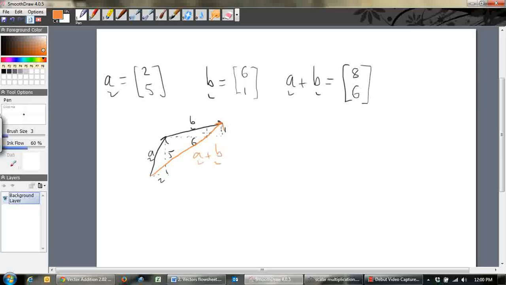And to find out what A plus B is equal to, how far does it go across? It goes across 2 plus 6, 8. How far does it go up in total? It goes up 5, and it goes up a further 1, so it goes up 6. And so that's why when we've got vector addition, we just add the different components together. Okay, so now let's have a look at what happens when you subtract.